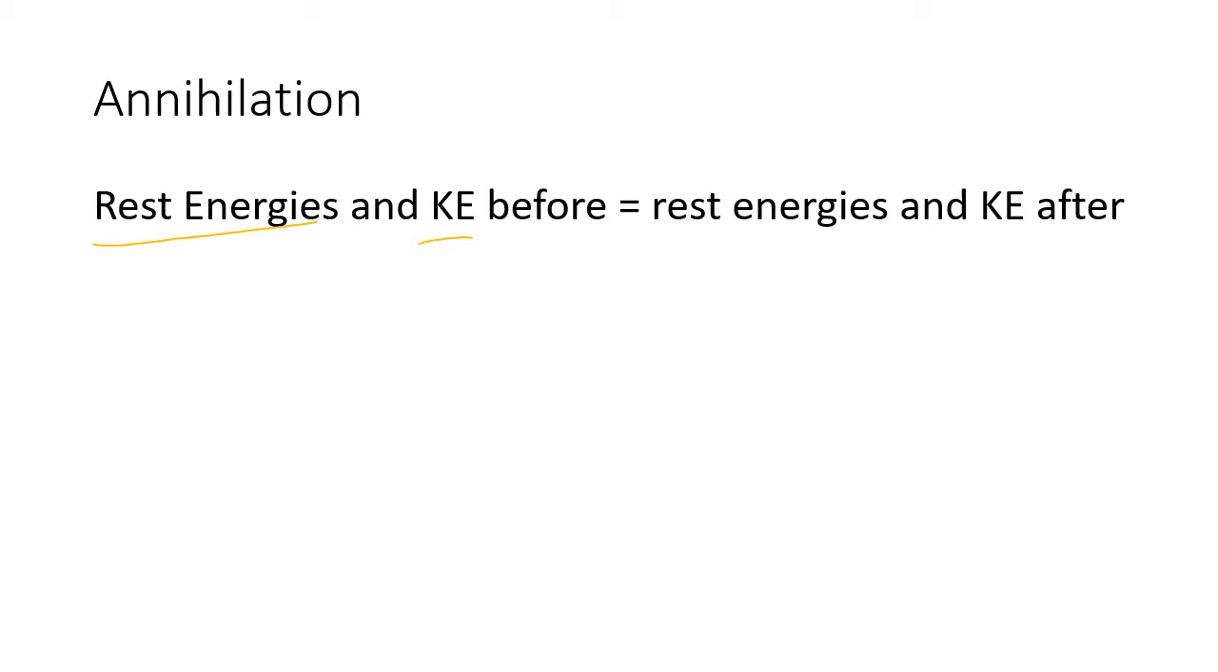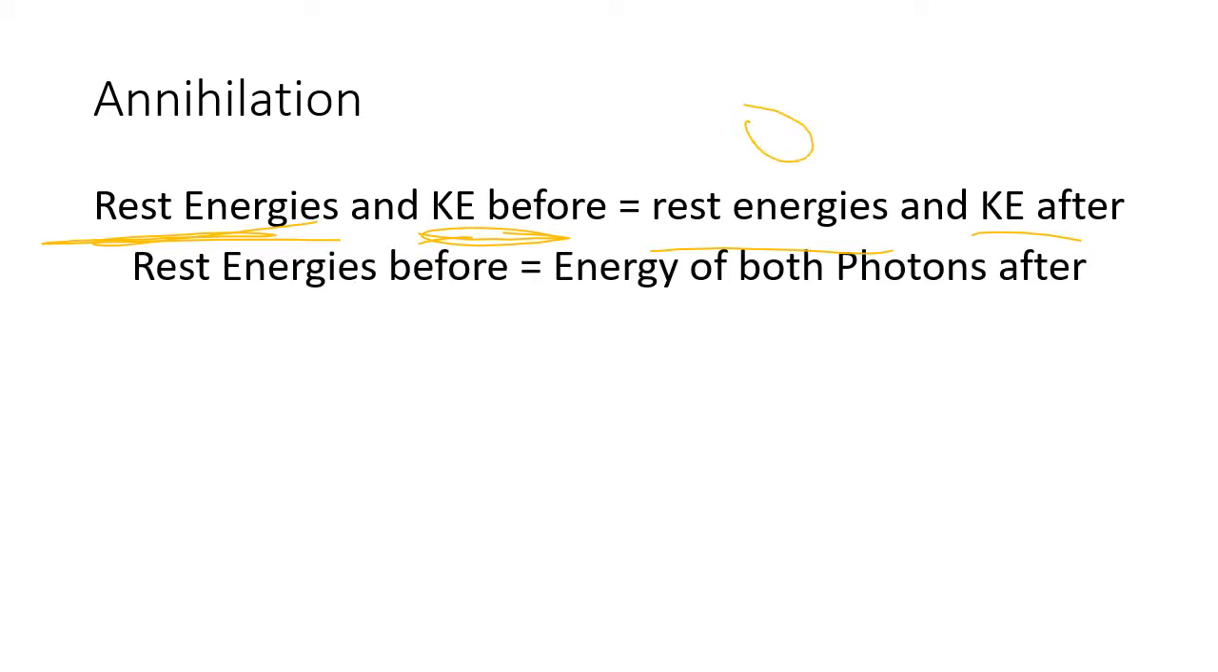So we normally don't have a big KE before when we're considering annihilation. We could have, but we don't normally. So the rest energies of our particles beforehand must equal the rest energies and the KE after. But of course, if we're making photons, a photon's got zero rest energy, so it's just the energy of the photon afterwards. So the rest energies before equal the energy of both photons afterwards.